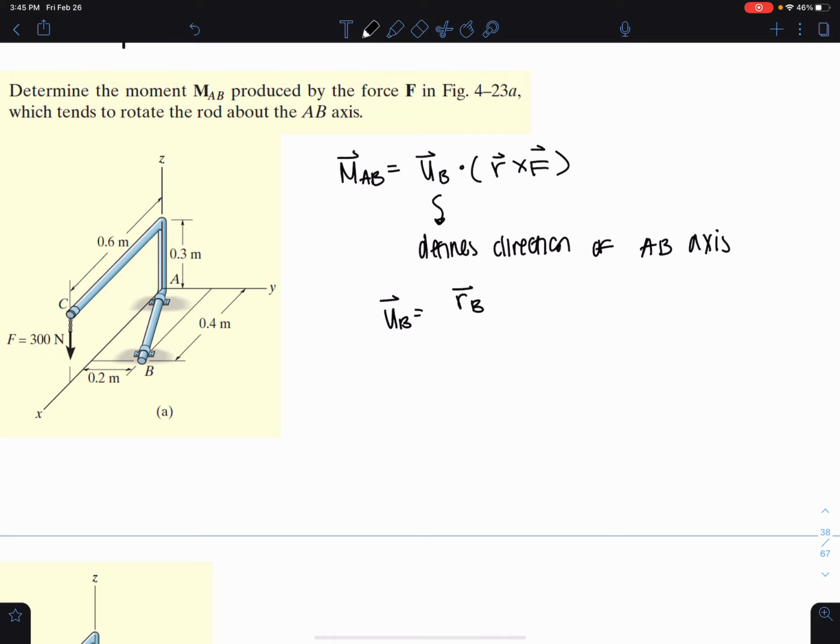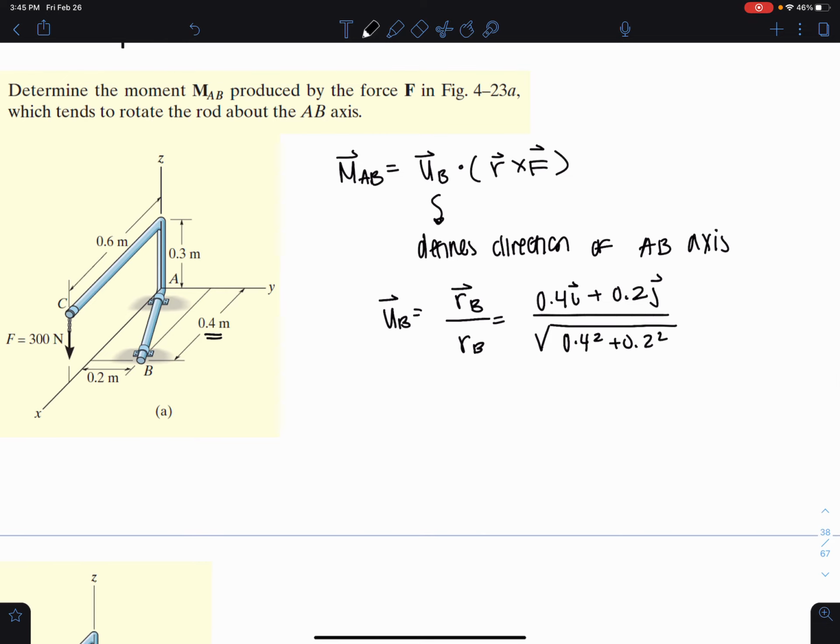That's just equal to the position vector to B divided by the magnitude of that position vector. So here, to get to point B, we need to travel 0.4 along the I, and a positive 0.2 along the J. And then we divide that by the magnitude, which would just be the square root of 0.4 squared plus 0.2 squared, and we end up getting 0.8944 in the I, plus 0.4472 in the J.